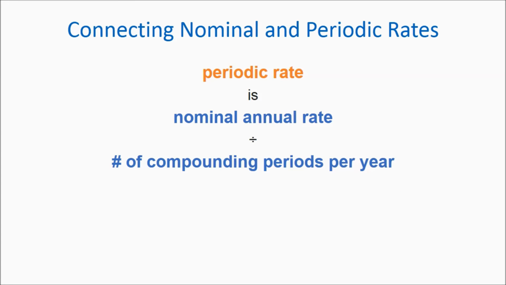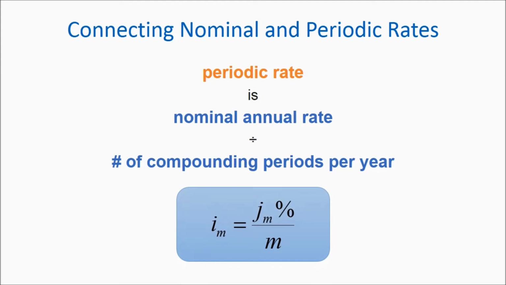So you can see that nominal and periodic rates are connected. If we know the nominal rate, we simply divide it by the number of compounding periods to get the periodic rate. The general formula is Im, the periodic rate, is equal to Jm, the nominal rate, divided by m, where m is the number of compounding periods. Like you saw in the examples, I2 equals J2 divided by 2, I4 equals J4 divided by 4, I12 equals J12 divided by 12, and so on.